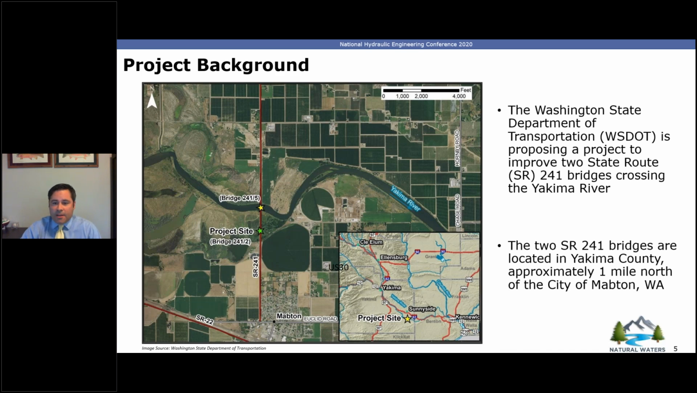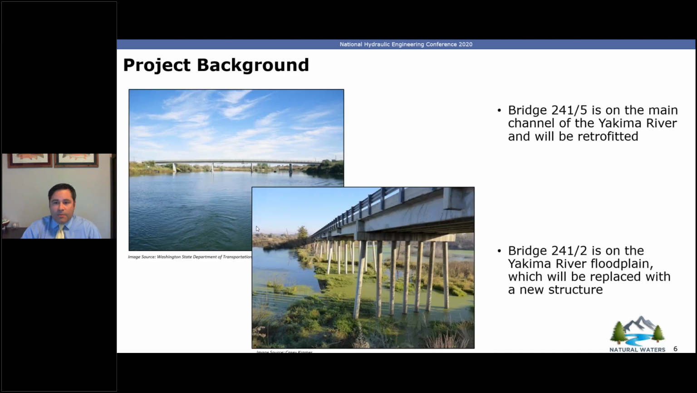This case study focuses on a bridge retrofit and a bridge replacement project. It's located on State Route 21, shown here with the red line, in Washington State on the Yakima River, just north of the city of Mabton, Washington. Here, the bridge being retrofitted is Bridge 241-5, on the main channel. Bridge 241-2 is located in the floodplain, and that is the one that will be replaced.